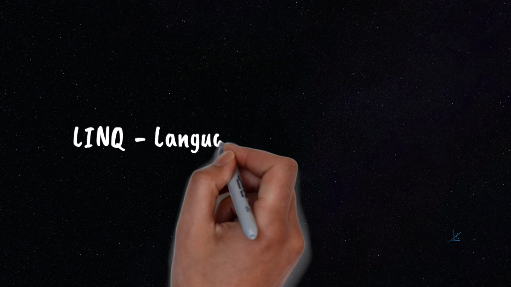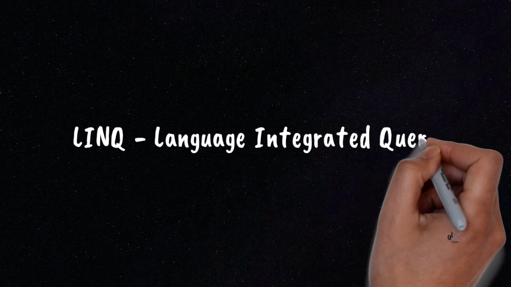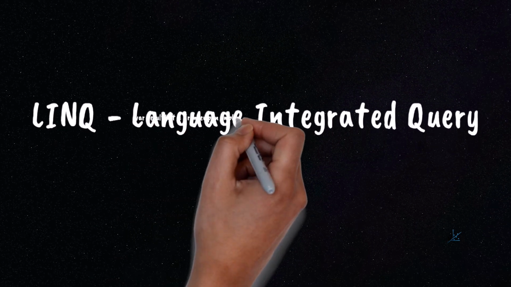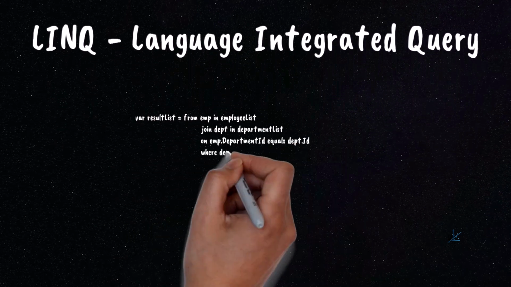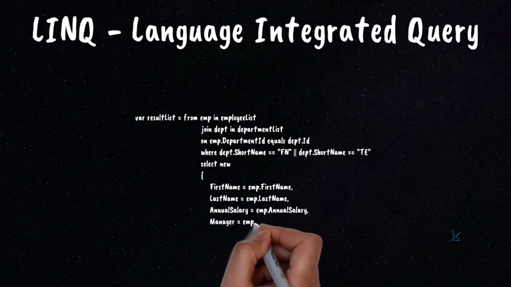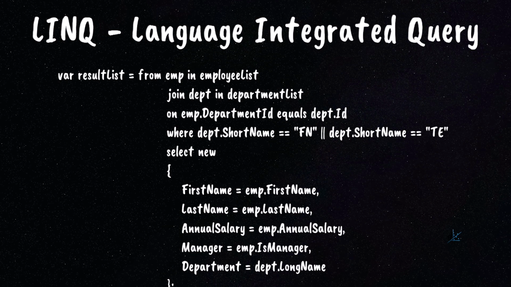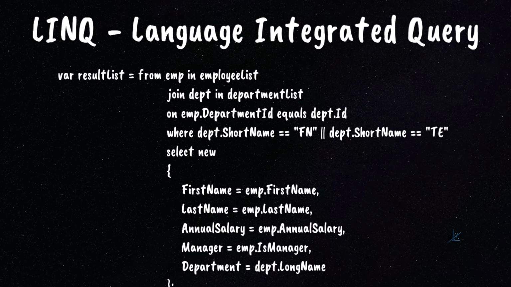LINQ stands for Language Integrated Query. LINQ is defined in the Microsoft Docs as the name for a set of technologies based on the integration of query capabilities directly into the C# language. LINQ was originally released as a major part of .NET Framework 3.5 in 2007.